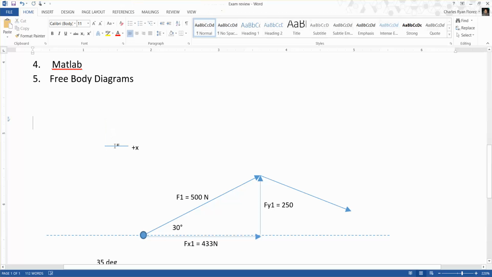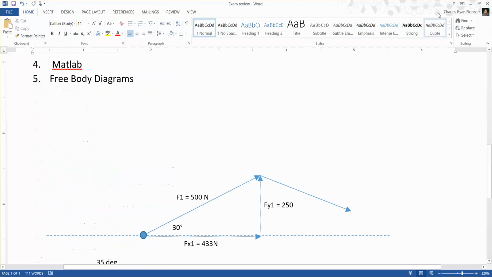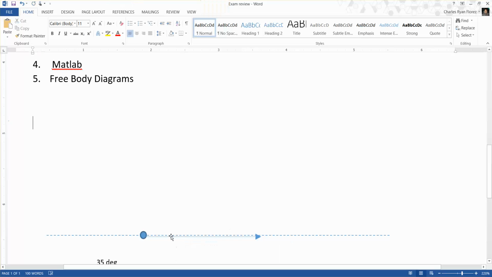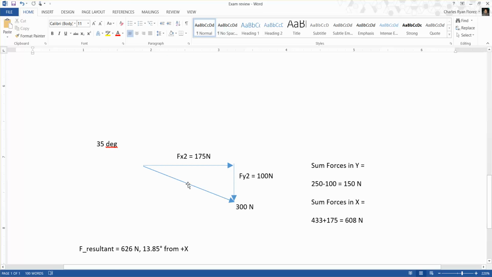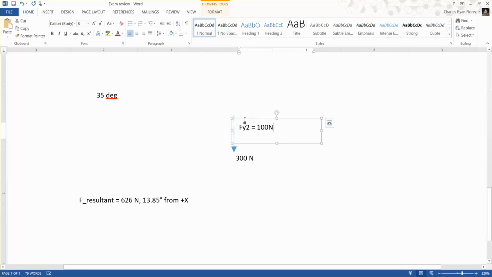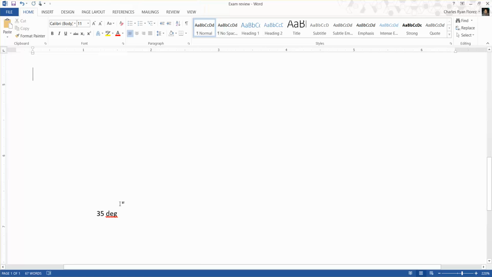Okay, so as far as MATLAB goes, oh, I guess it's already open. There are a few things that you need to remember for MATLAB. I don't think they're very difficult, but they're definitely easier to see in MATLAB itself. So let me delete all this stuff here. Oh my god. Okay.